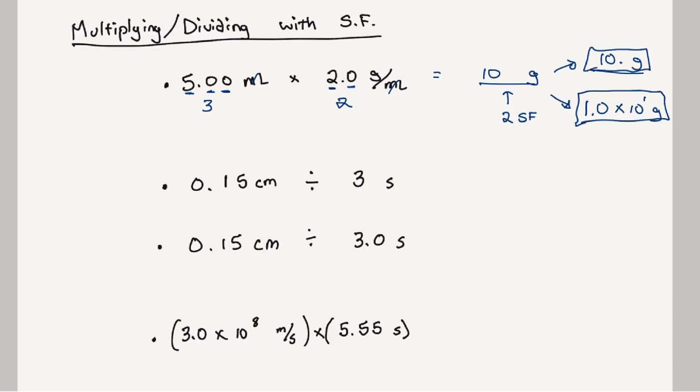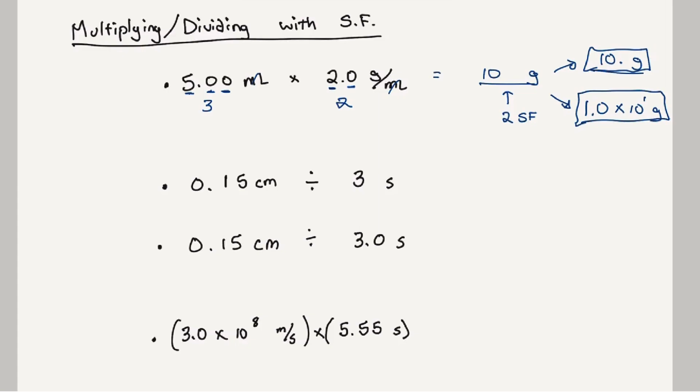But you could also do it as a top. You would not want to do this 10.0 grams because that would show 3 significant figures, and that is not good because we have to show it in 2 significant figures. Okay, that's the first example. Easy. Find the lowest number of significant figures, and that's what you record your final answer to.